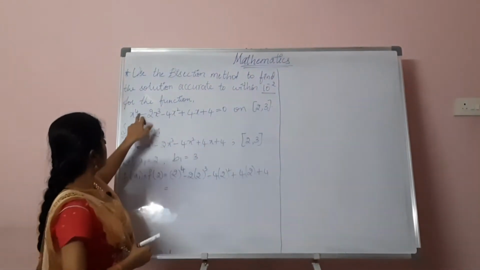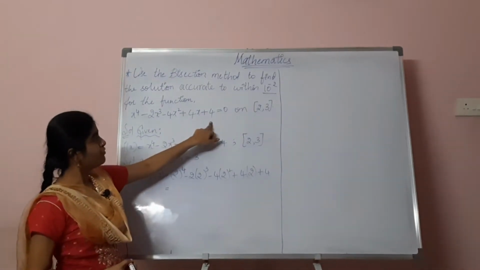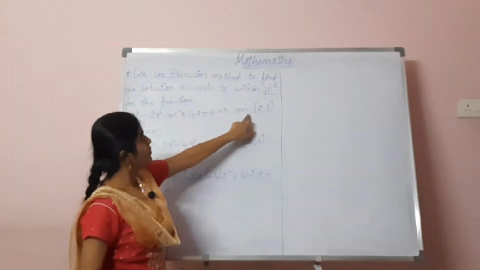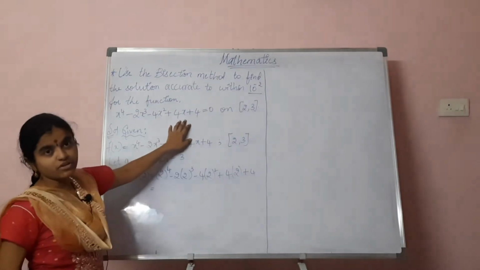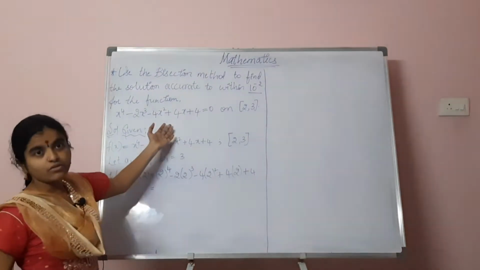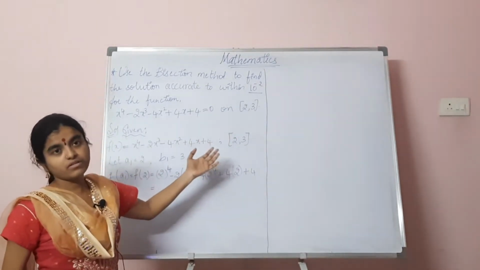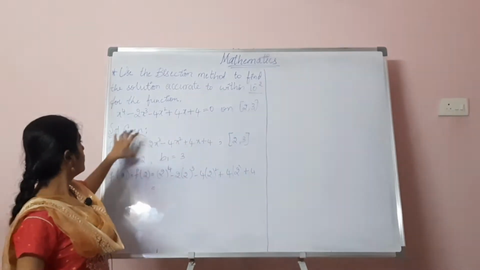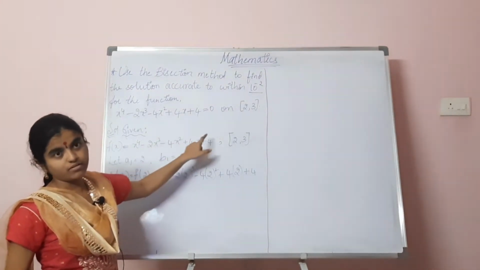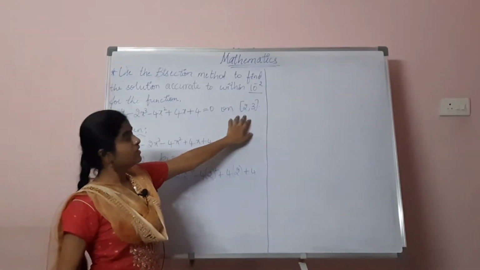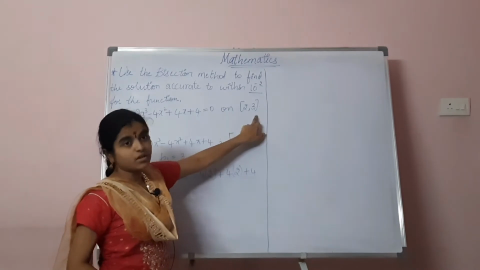What is the function given here? x power 4 minus 2x cube minus 4x square plus 4x plus 4 equals 0 on the interval [2, 3]. So we have to consider this function as f of x. As I discussed in the earlier video, we have to consider f of x equals 0 as the equation. In the same manner, we have to consider this equation in the form of f of x, which is on the interval [2, 3]. We have to find the solution between these 2 and 3 only.